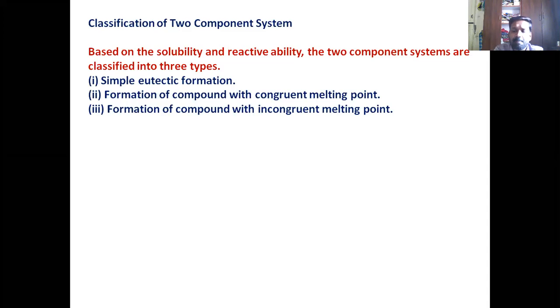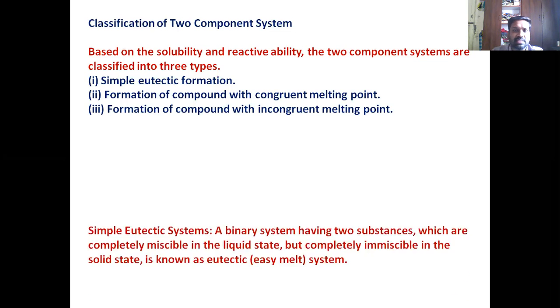Now, the condensed phase rule is important. In fact, when we are dealing with alloy systems, we are using the condensed phase rule, not the general Gibbs phase rule. Now, two component systems. Come back to this two component system. They are further classified into three different types: the simple eutectic systems, the systems which have compounds with congruent melting points, and the formation of compounds with incongruent melting point. Now, in this class, we are studying in detail a simple eutectic system.